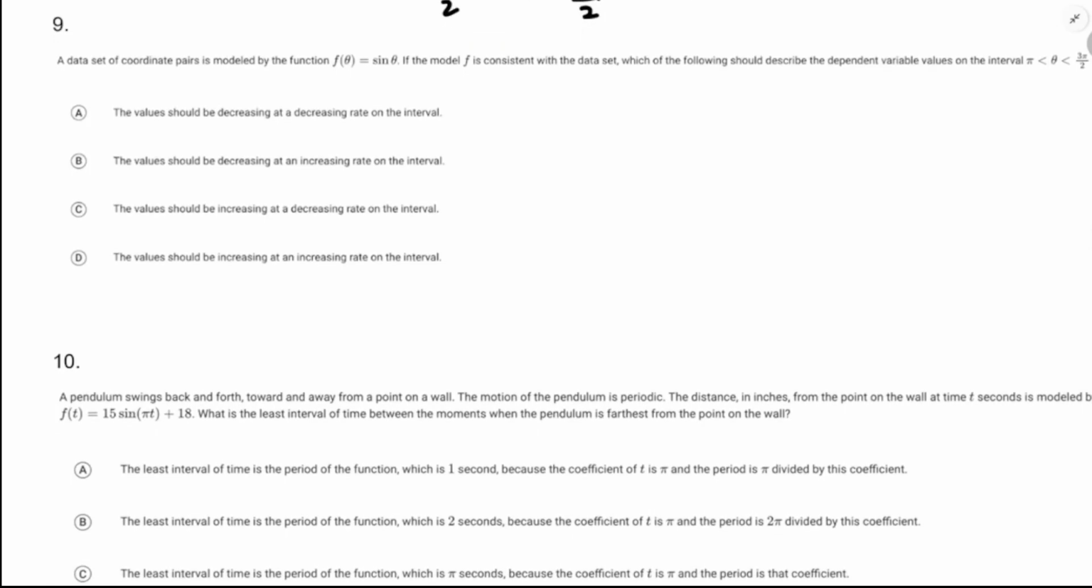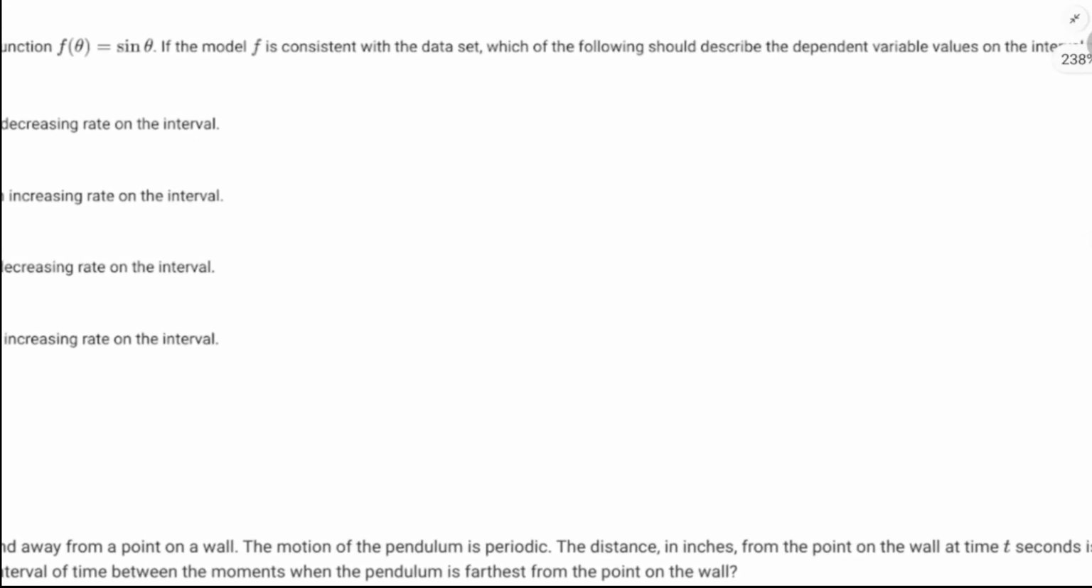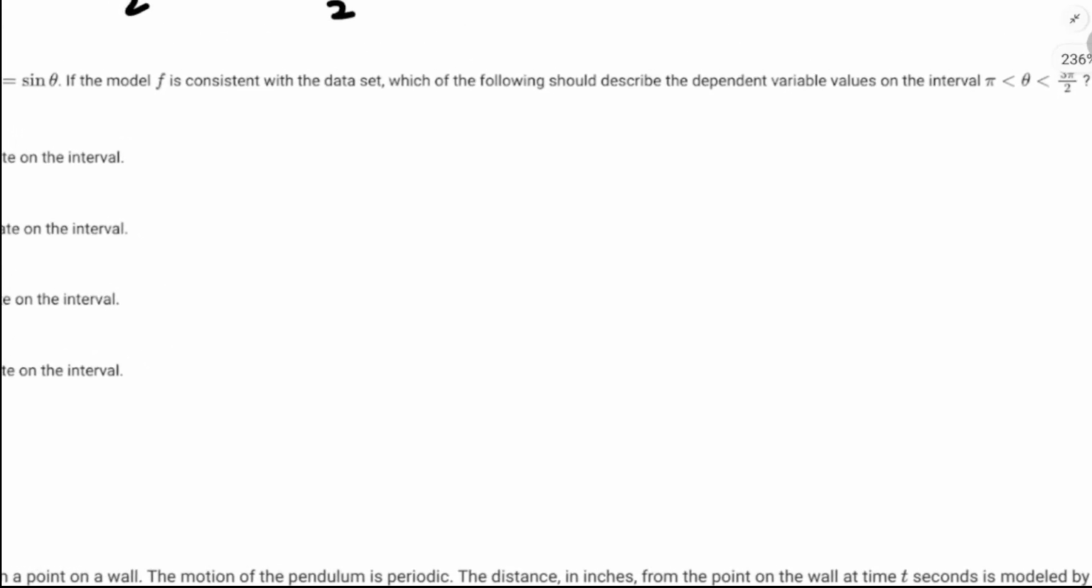Okay, a data set of coordinate pairs is modeled by the function f of theta equals sine theta. Model f is consistent with the data set. Which of the following should describe the dependent variable values on the interval pi to 3 pi over 2? Okay, dependent variable, that's the output. And so really we're talking about y equals sine x on pi to 3 pi over 2.